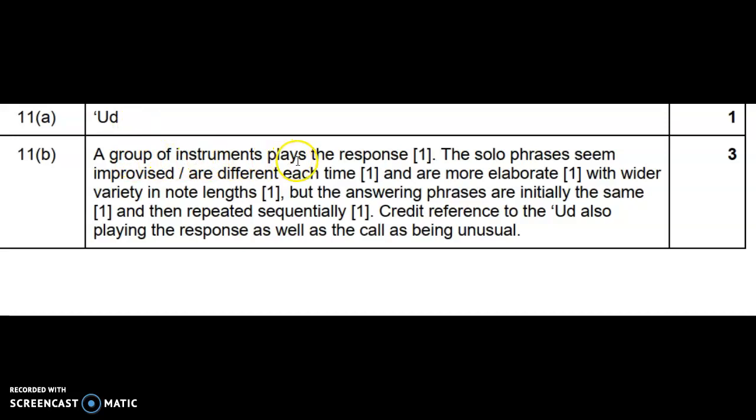A group of instruments plays the response. The solo phrases seem improvised, different each time, more elaborate. So the solo must be a little bit more technical than the rest. Answering phrases are usually the same and then repeated. And you will see here that the oud plays the whole time.